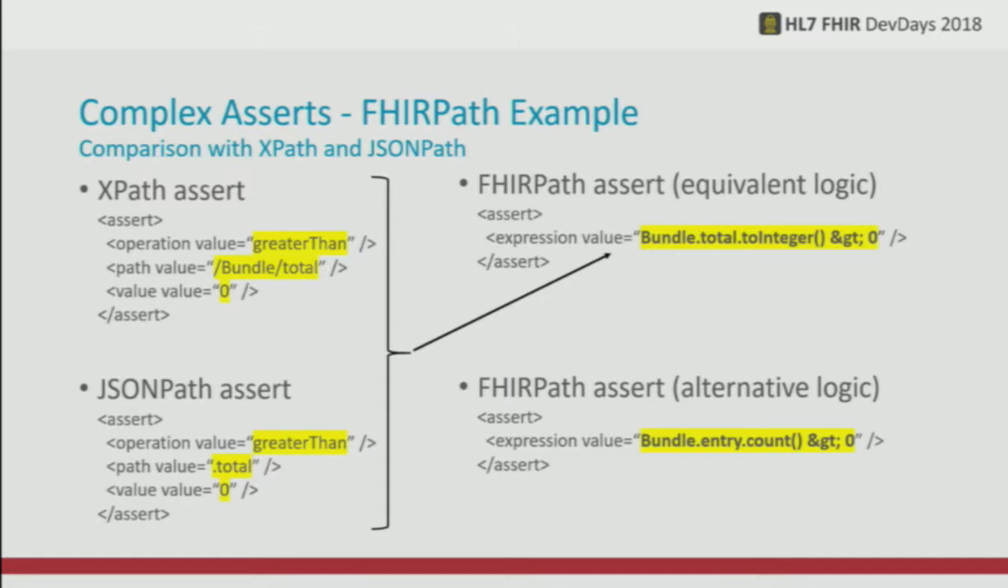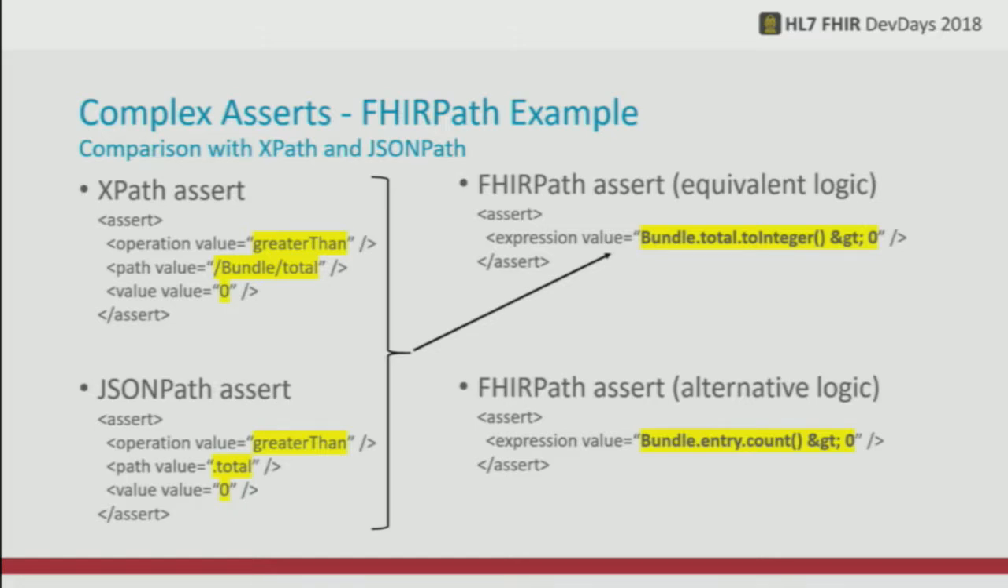So remember, I'm dealing with a collection. So that total, it thinks it's a collection. By forcing it to integer, I'm telling it, force it to a single value that I know is the correct data type. So those are some of the little caveats that you'll find with FHIRPath when you start working with it. And there's a whole FHIRPath specification site that you can go to take a look at.